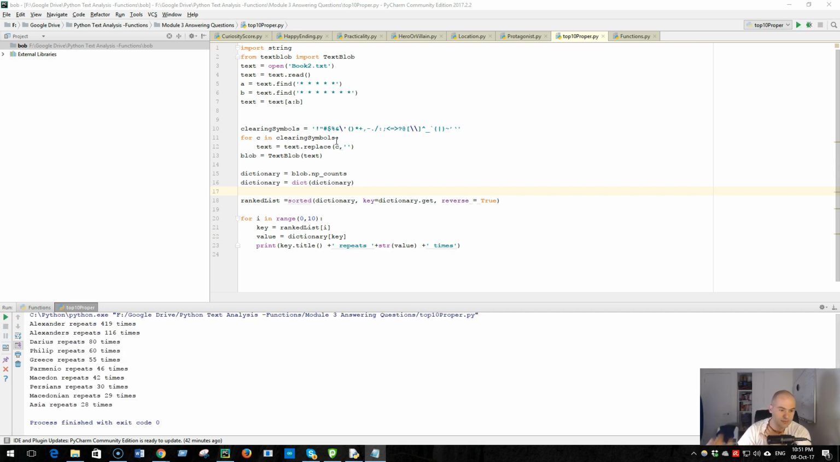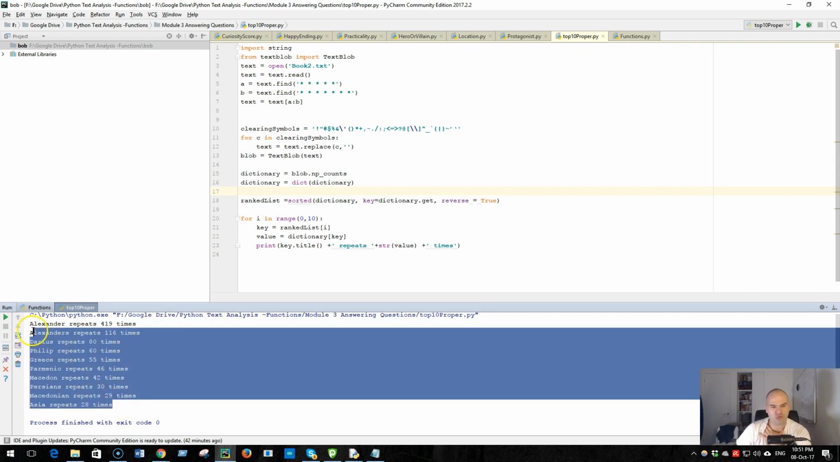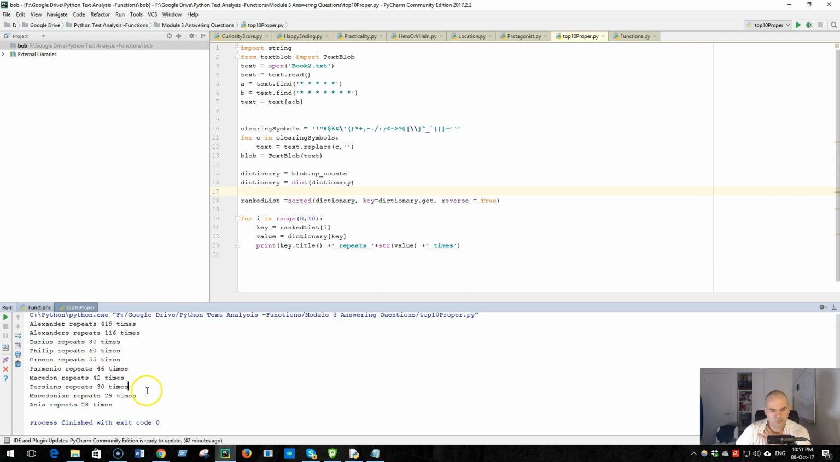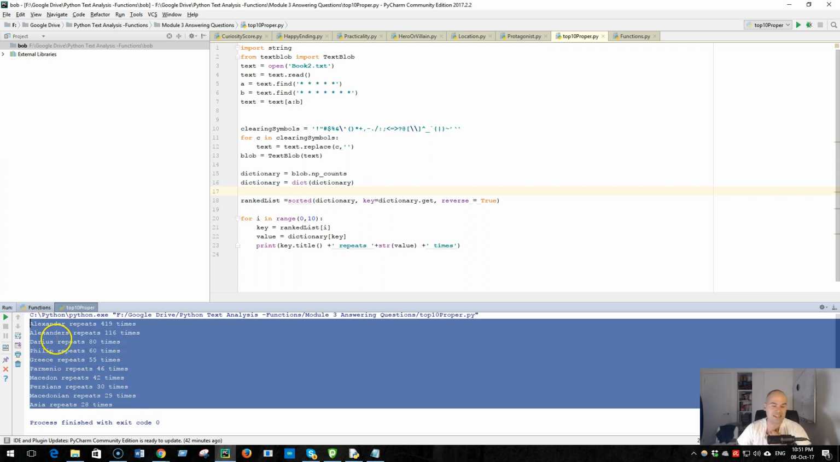Oh, there it is. See, Alexander, 419. So you already know: Alexander, Darius, Philips, Greece, Parmenio, Persians, Macedonian, Asia. That's kind of what the book is about. Now comes the tricky bit. How do I figure out which of these are places and which are people?